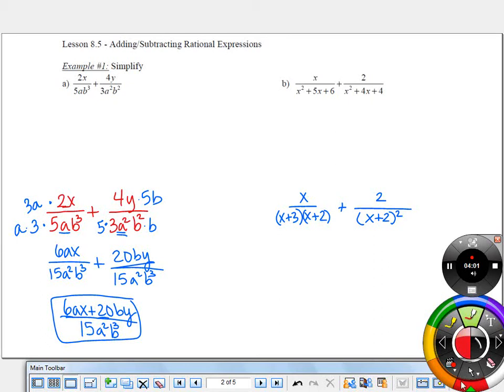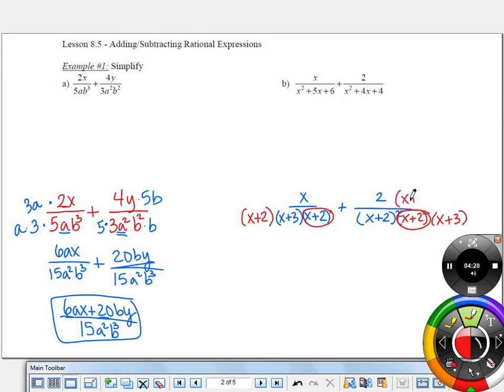Notice in the first fraction, our denominator has a factor of x plus 3 and x plus 2. And in the second fraction, 2 factors of x plus 2. So for our common denominator, I'm going to write this out so that we can see it. Notice that they both have a single factor of x plus 2. But in order to be the same, this first fraction is going to need another factor of x plus 2. And this second fraction is going to need a factor of x plus 3.